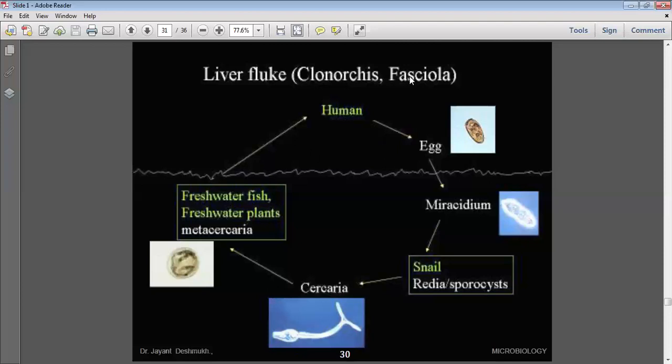In Fasciola, the infective form, the metacercaria, is present in the aquatic plant. The ingestion of aquatic plant is associated with Fasciola, and the ingestion of fish is associated with Clonorchis. So this is the life cycle.